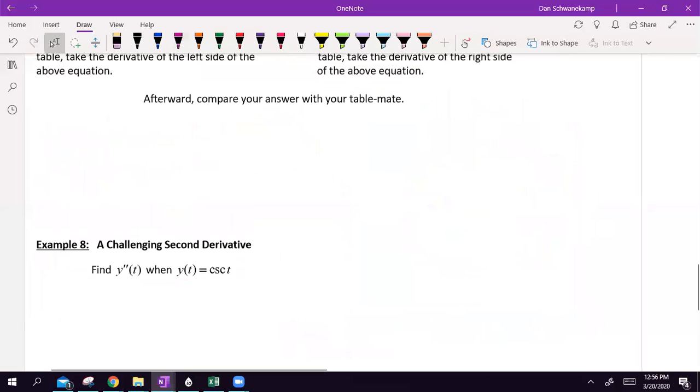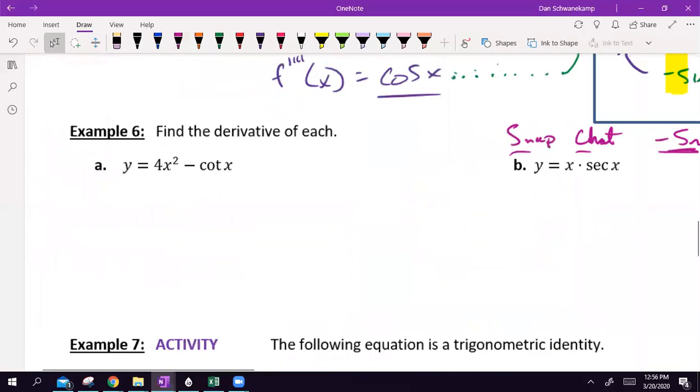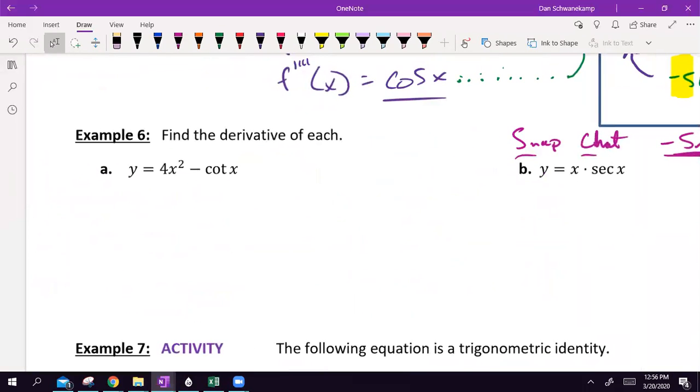We're not going to do number 7, so we're not going to worry about that. Let's do these last two, number 6, A and B. Okay, Snapchat, negative Snapchat for those. Let's look at this one: 4x squared minus cotangent x. We're just taking the derivative, y prime. That's 8x. Without flipping your paper over, try to remember, what is the derivative of cotangent going to be? Derivative of cotangent.